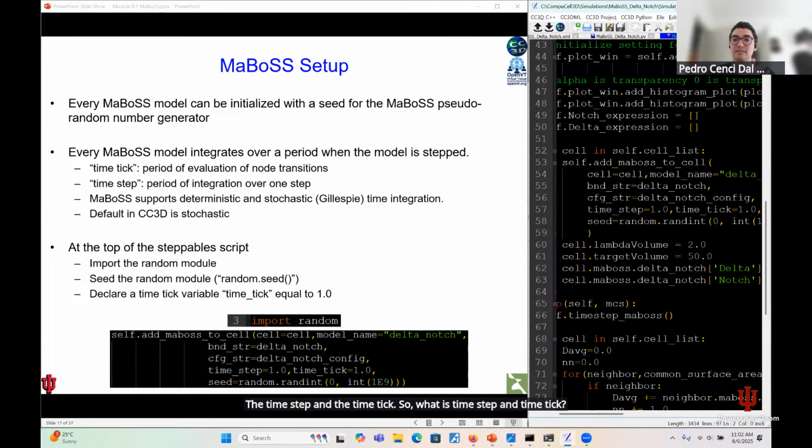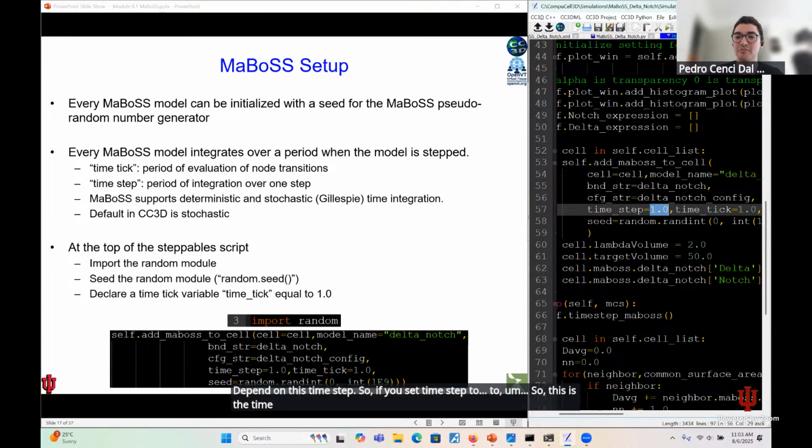Time step is how many time steps you are doing every time you call your MaBoSS time step function. So in a given step of CompuCell, you step MaBoSS. And then how many steps MaBoSS does depends on this time step. So, sorry, this is the time resolution of your MaBoSS step. So if you set this to like 0.1, your MaBoSS network is more fine-grained, but it also takes longer to run.